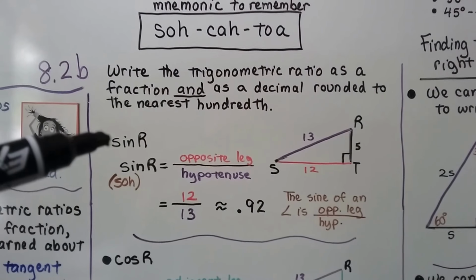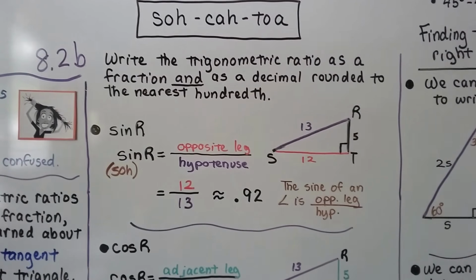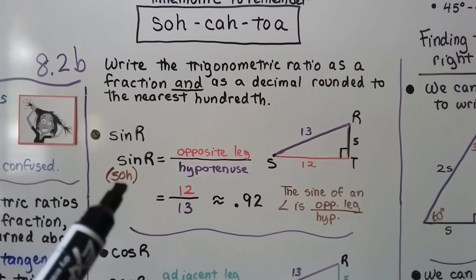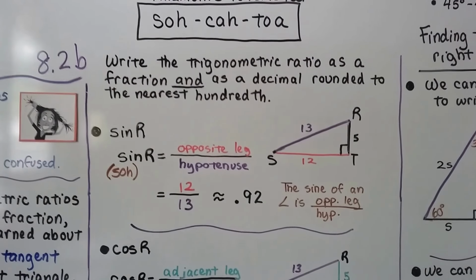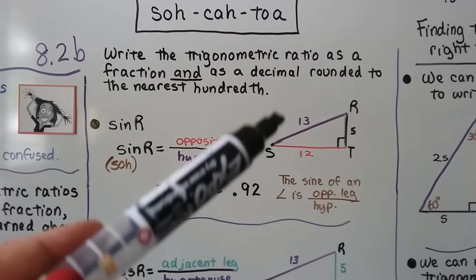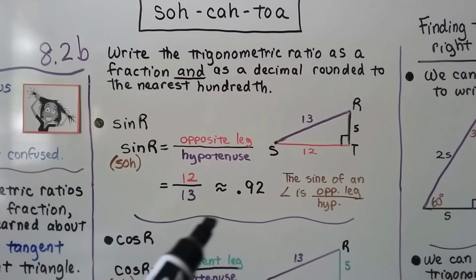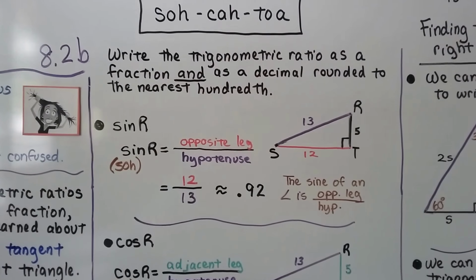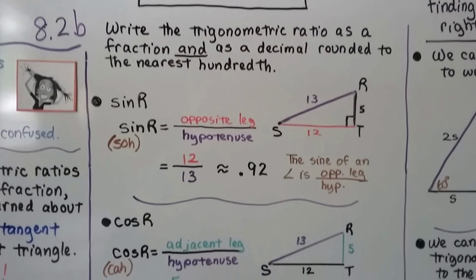We need to find the sine of r, and we're talking about angles, so that's angle r. The sine of r means we're going to need the So in Soh-Cah-Toa, so it's going to be the opposite leg over the hypotenuse. That's going to be 12 over 13. We can do 12 divided by 13, and it's approximately 0.92. We've written it as a fraction and as a decimal rounded to the nearest hundredth.